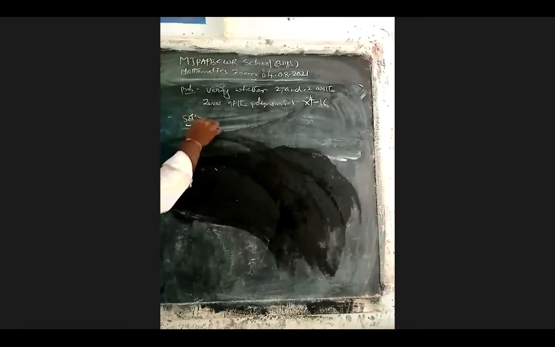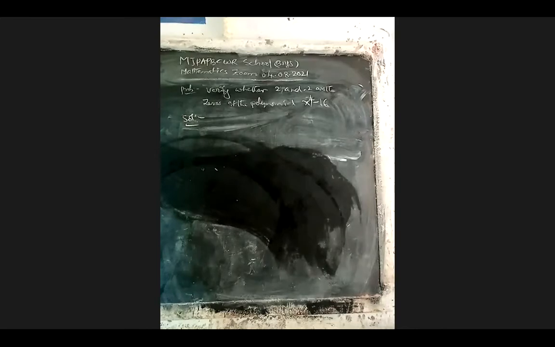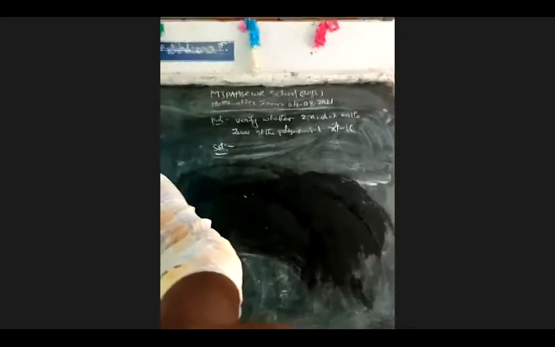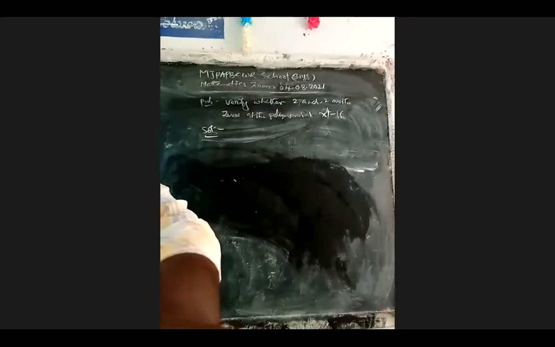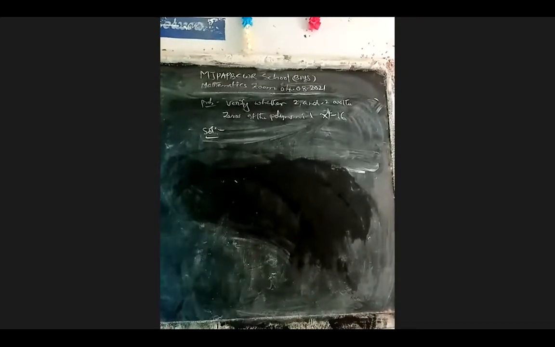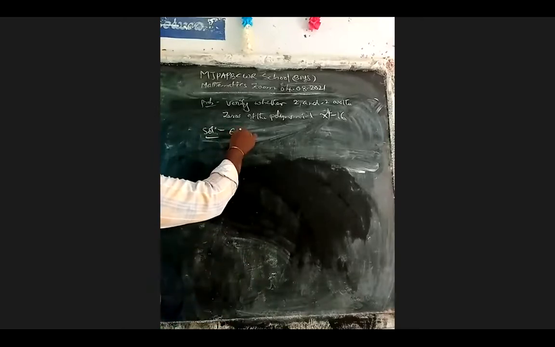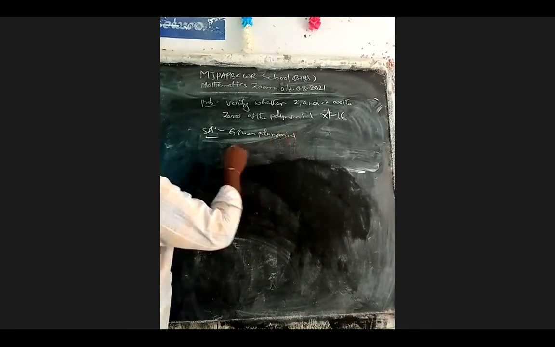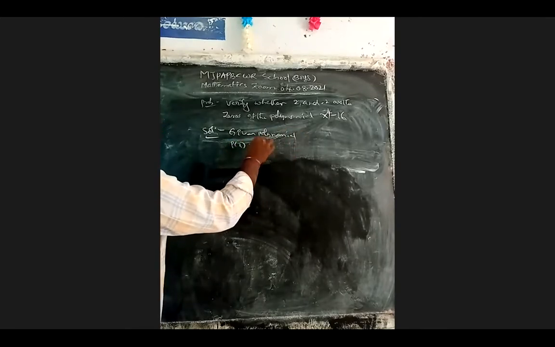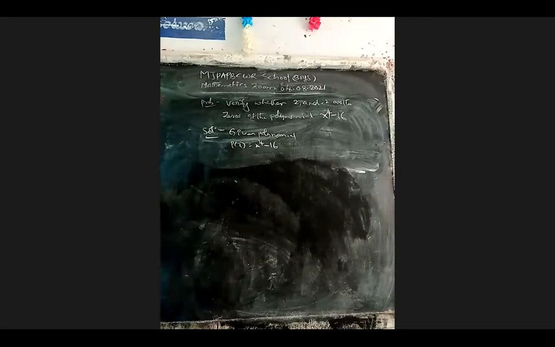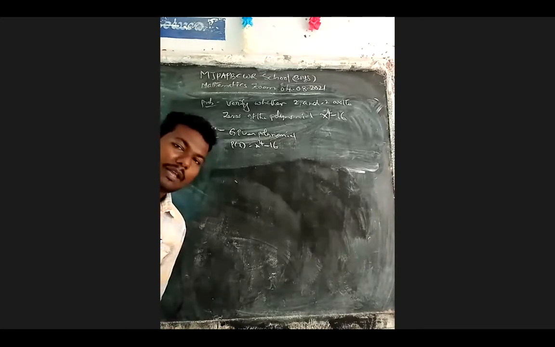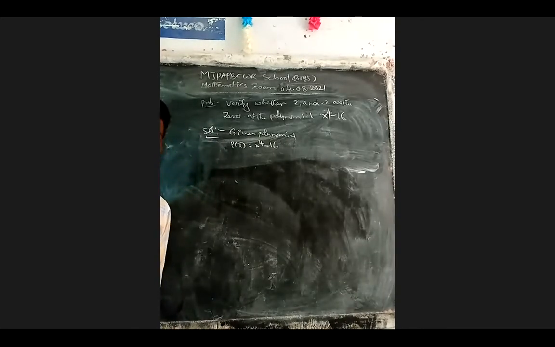Solution. The given polynomial is a biquadratic polynomial. P of x equals x power 4 minus 16. Is it quadratic? Biquadratic polynomial, not quadratic, isn't it? Yes, sir. Biquadratic polynomial, sir.